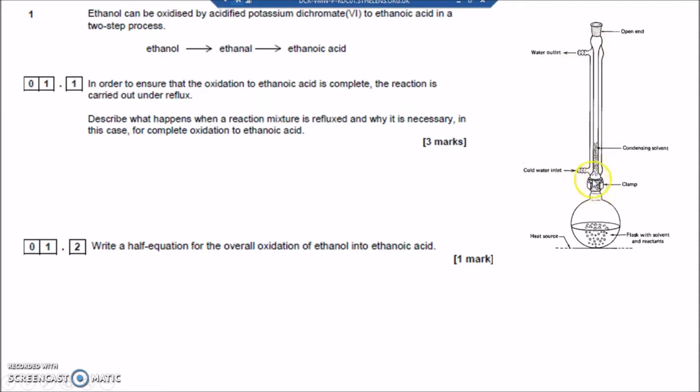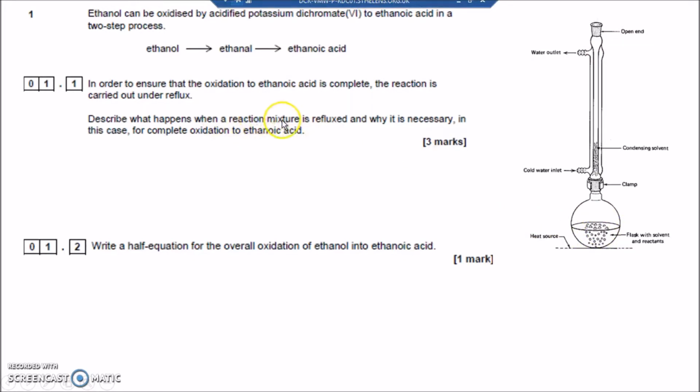If you were to stopper the flask and heat it up, the pressure would crack the flask or pop the stopper off the flask. So we need a method of heating this for a prolonged time, having it open to the air so that the pressure can be released, so that there's not too much of a build-up of pressure, and yet not leave the liquids evaporating out into the open air and ending up with losing the mixture.